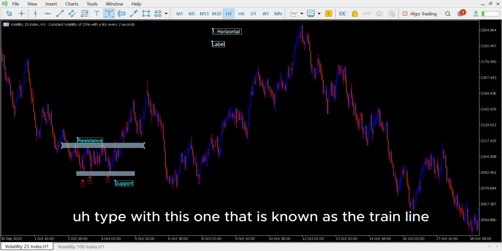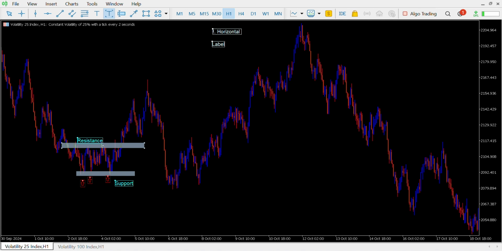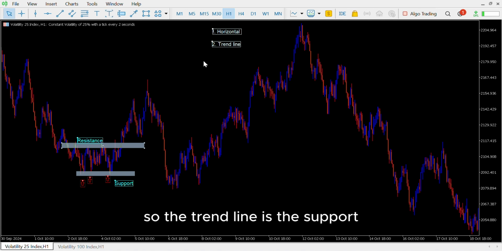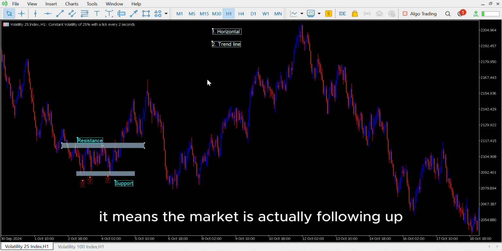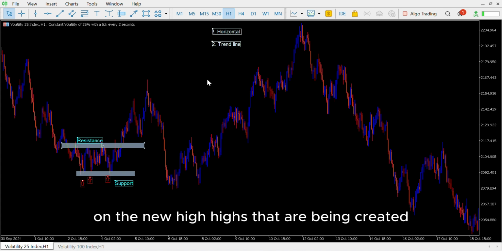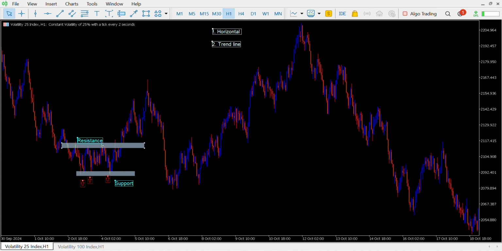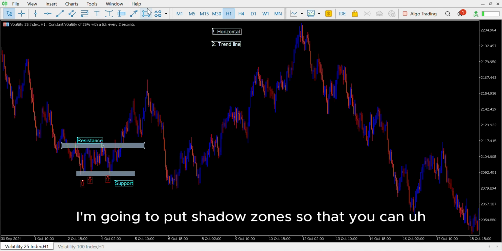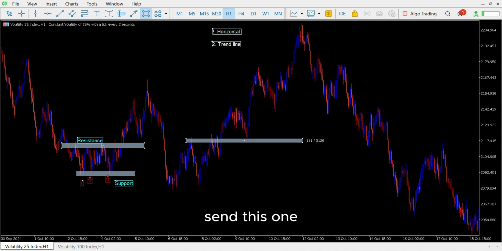We have this one that is known as the trend line. So the trend line is the support or the resistance that is trailing. So in other words, when we say trailing, it means the market is actually following up on the new higher highs that are being created. So at this point, let's say for example, I'm going to put shadow zones so that you can understand this one, and then this one, and then again.